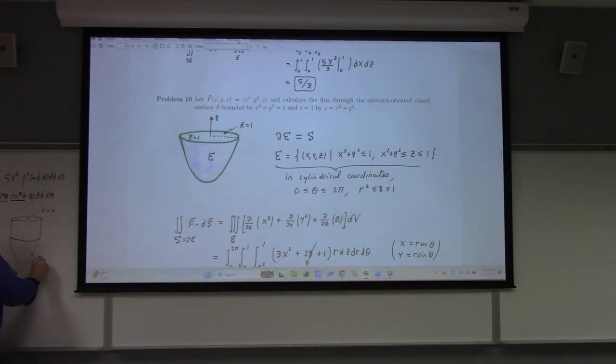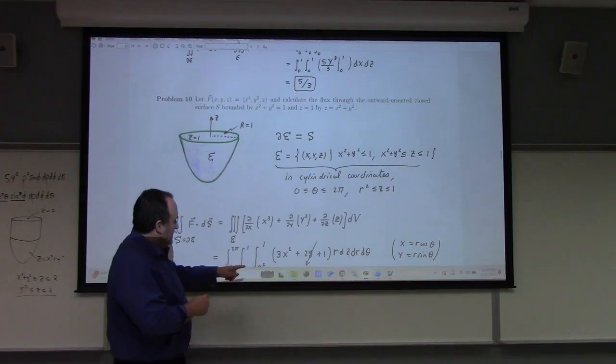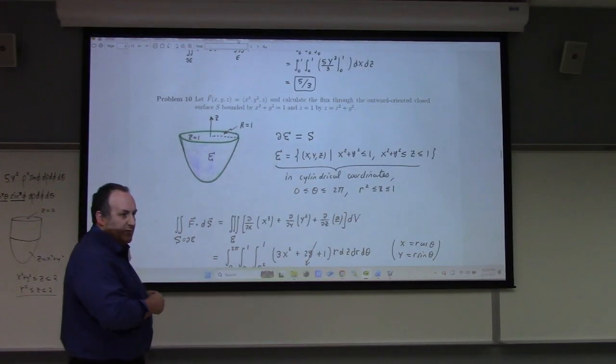This down here is z equals x squared plus y squared. So I guess we could still do x squared plus y squared less than or equal to z less than or equal to 2. So we'd still have r squared less than or equal to z less than or equal to 2 in this alternate problem. So I think it would just change this 1 to a 2. Everything else would stay the same if we had that instead.